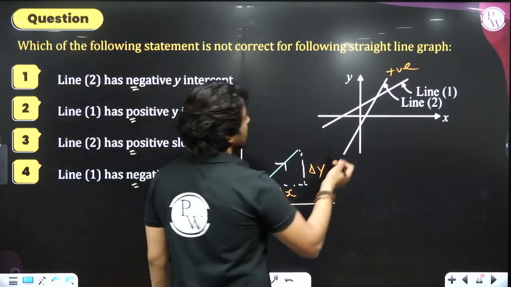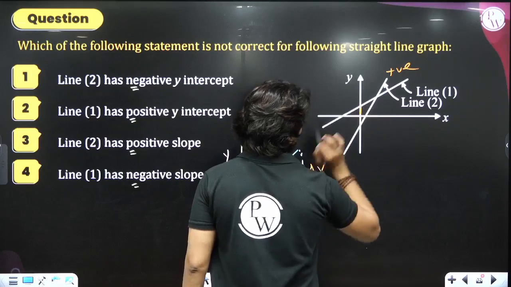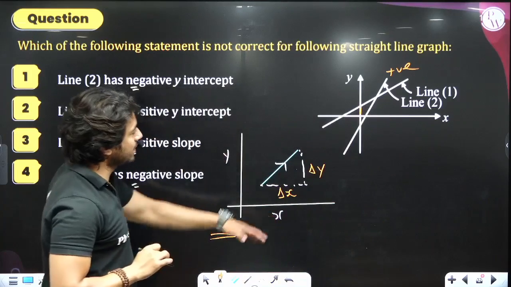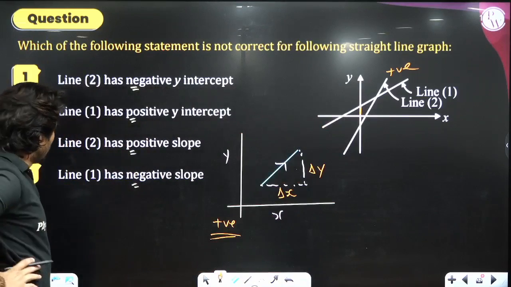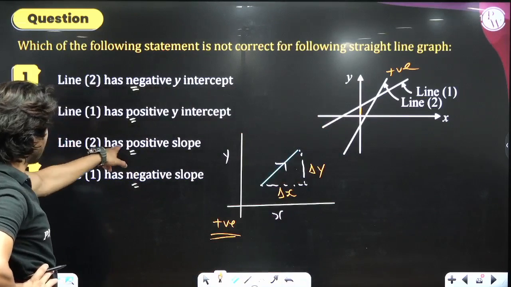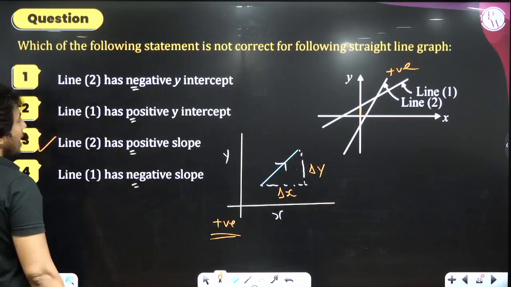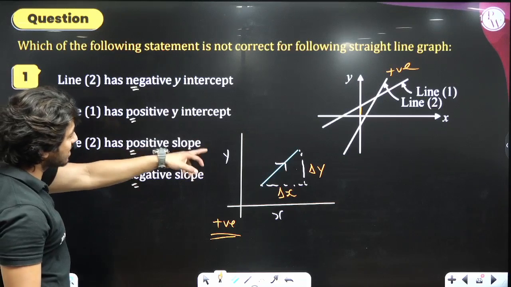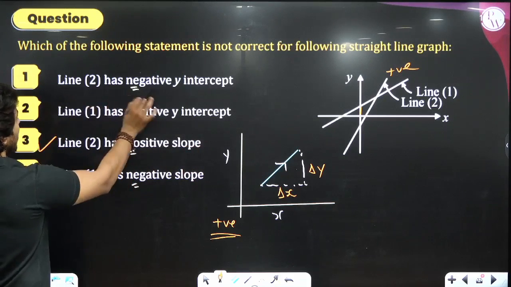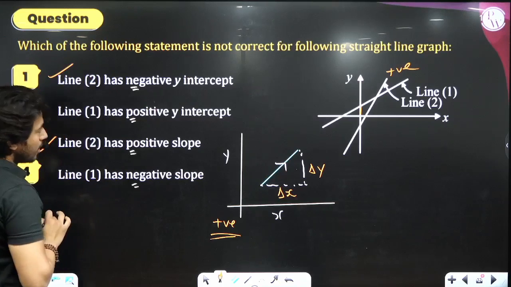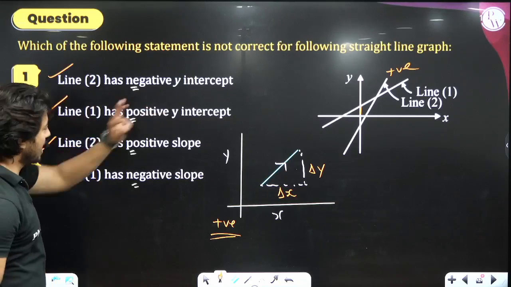Okay. So the intercept of line 1 is positive. Intercept of line 2 is negative. Intercept means where it cuts the y-axis. Okay. So line 2 has a positive slope. That's true. Line 2 has a negative intercept. That's true. Line 1 has a positive intercept. That's true. Line 1 has a negative slope.